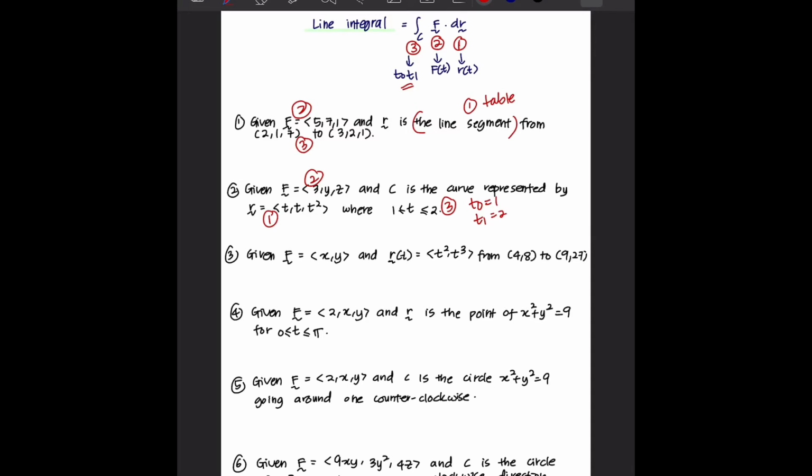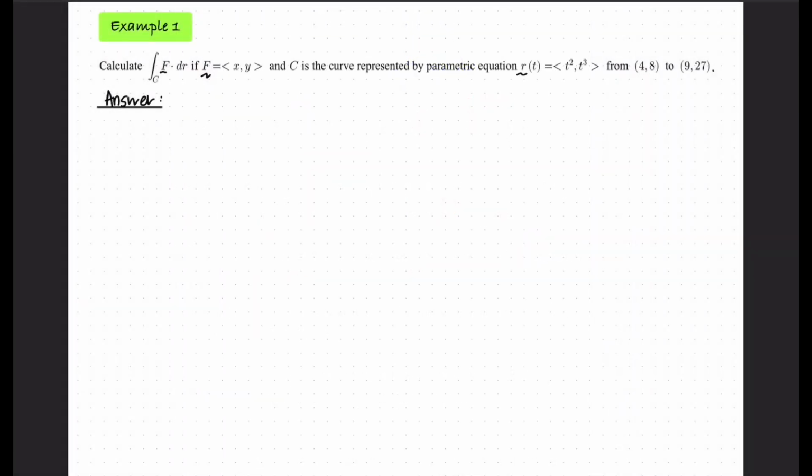Number 3. Given vector F and r(t) from these 2 points. First, r(t) is given. Second, vector F. And third, the limit. For this question, you must calculate the limit to find t0 and t1. And for the rest, you can refer to the lecture notes. Let's look at the first example for line integral.